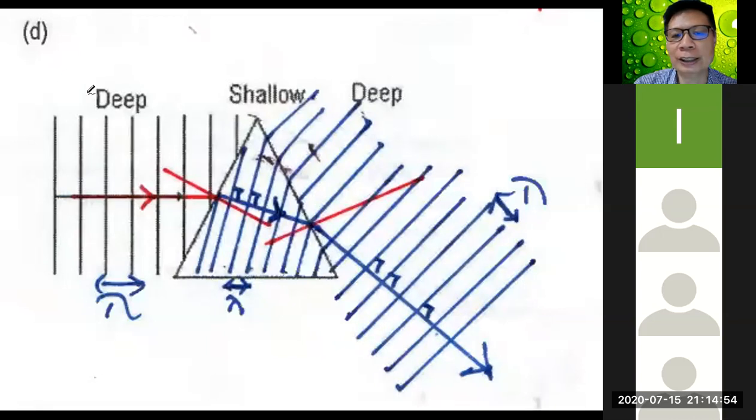So this lambda is the same as this lambda. And then make sure here is joined, you know, you join up. Okay, and here the lambda becomes smaller. Inside the shallow region, lambda smaller. Okay, okay, please draw now.